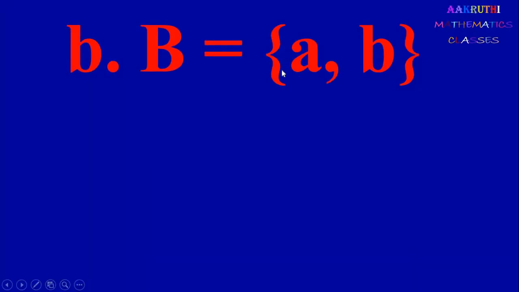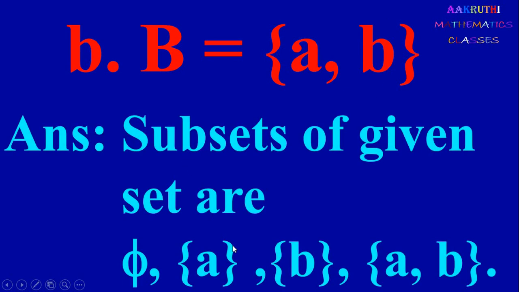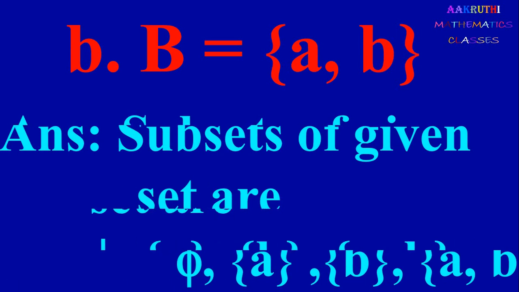The next one, B equal to the set containing A, B. Now in B we have two elements, so total number of subsets is 2 to the power 2. So there should be 4 subsets. Now one set is empty set, another set is the same set {A, B}. Then we can write the set containing only one element A, then the set containing only one element B. That is empty set, {A}, {B} and {A, B}. All these are subsets of the given set. So here we have two elements, total number of subsets is 2 to the power 2, that is 4.